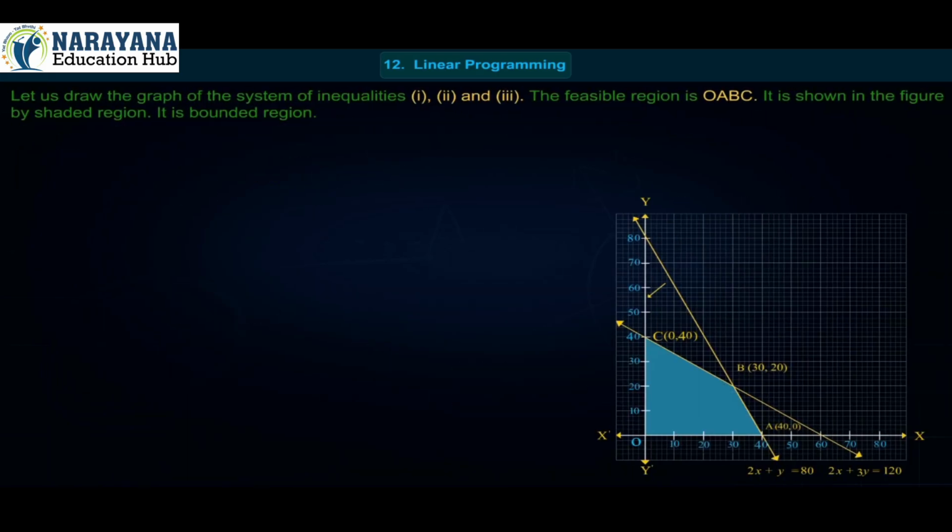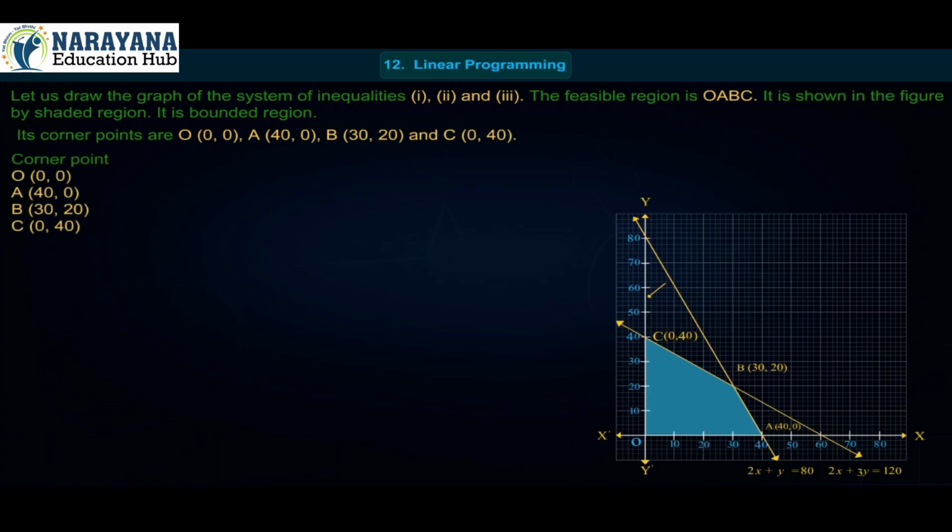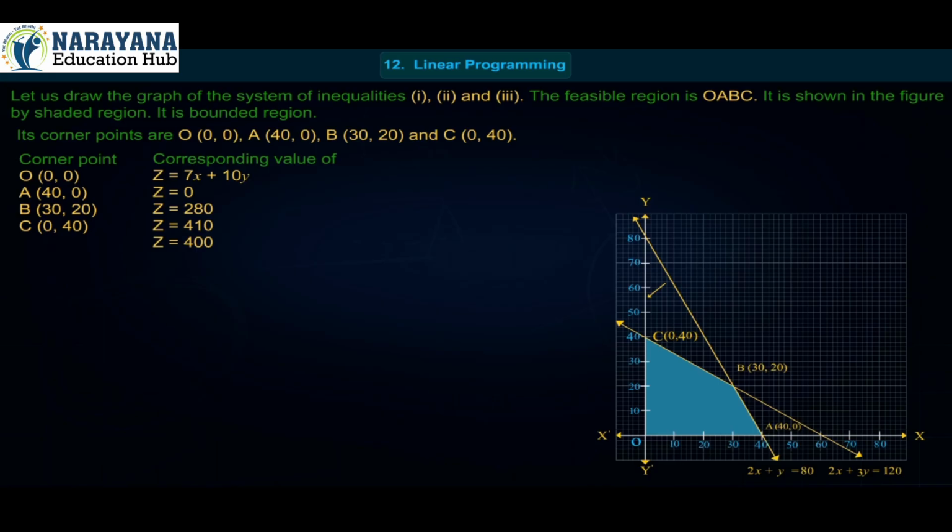Equation 3. Let us draw the graph of the system of inequalities 1, 2 and 3. The feasible region is OABC. It is shown in the figure by the shaded region. It is a bounded region. Its corner points are O (0, 0), A (40, 0), B (30, 20) and C (0, 40).